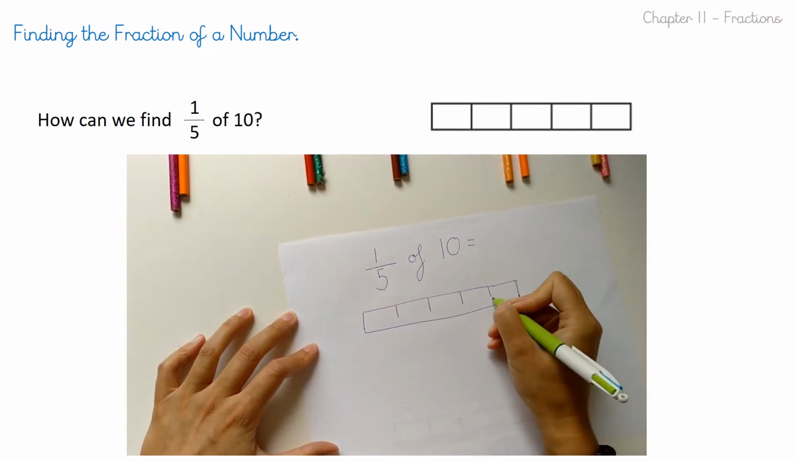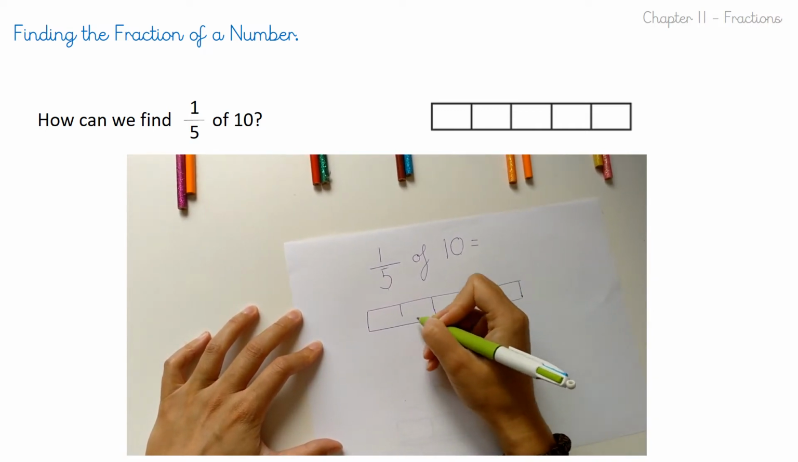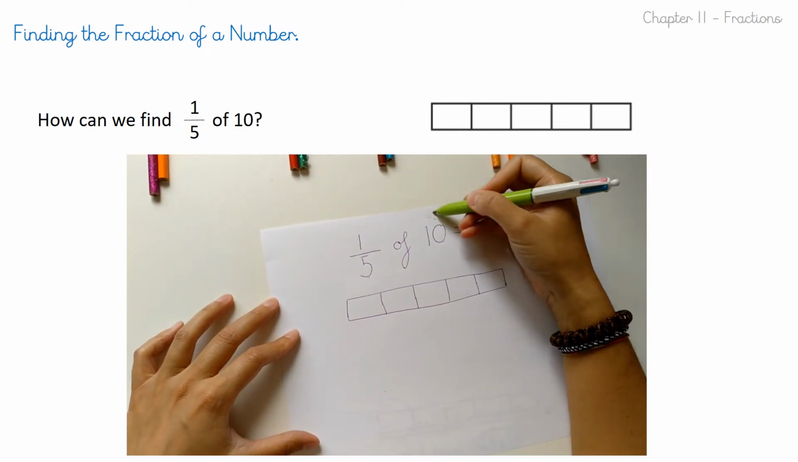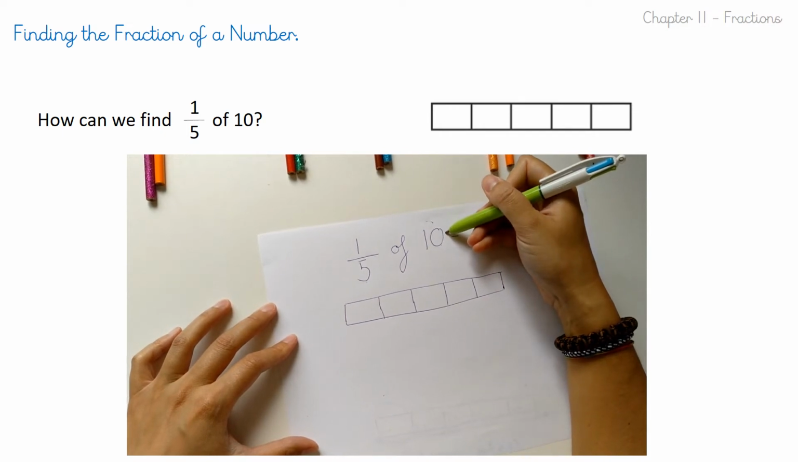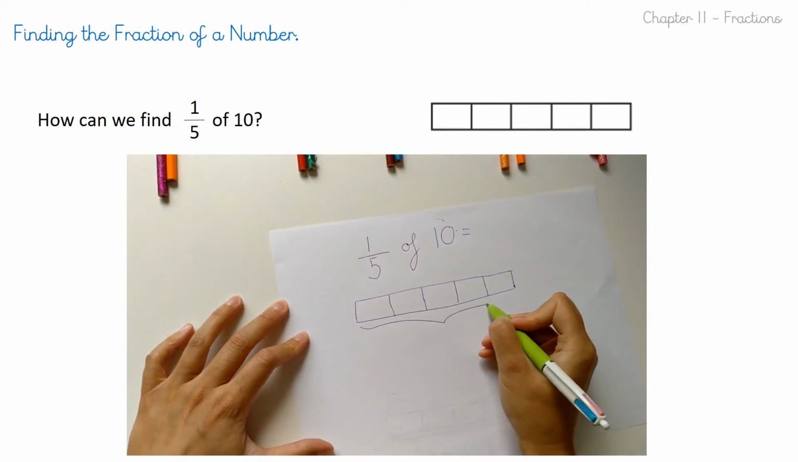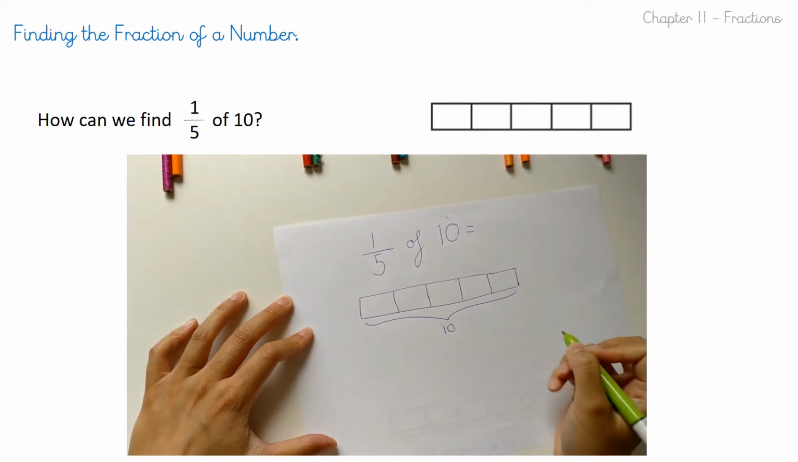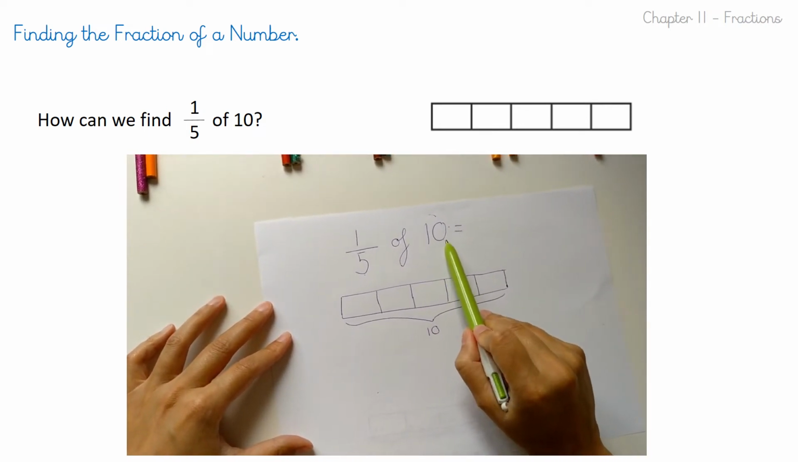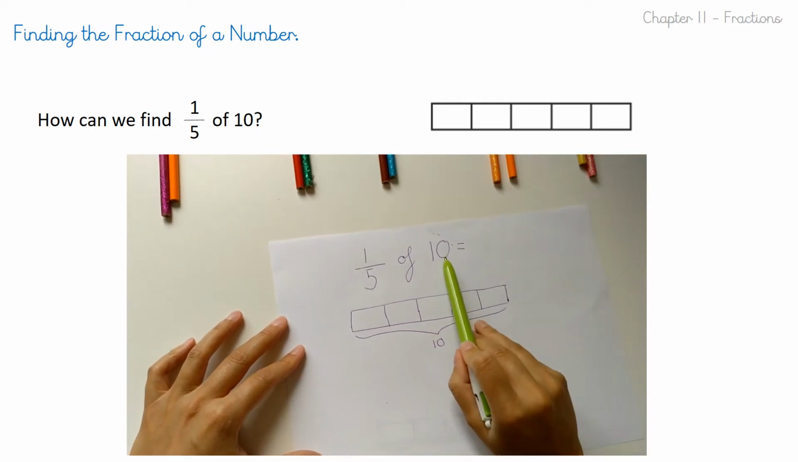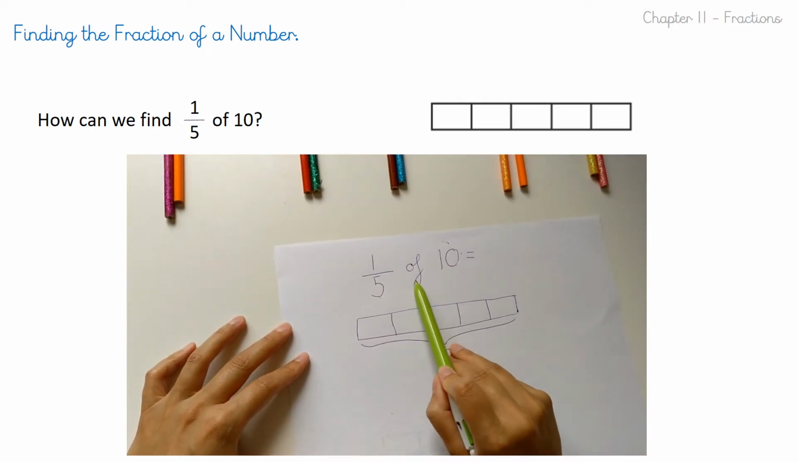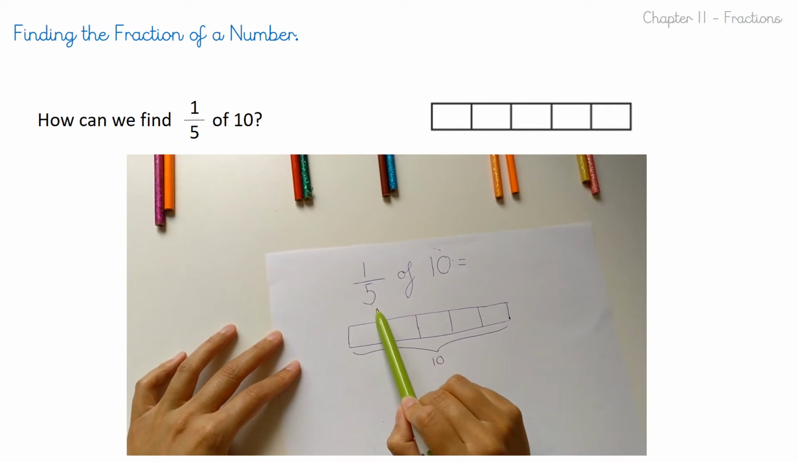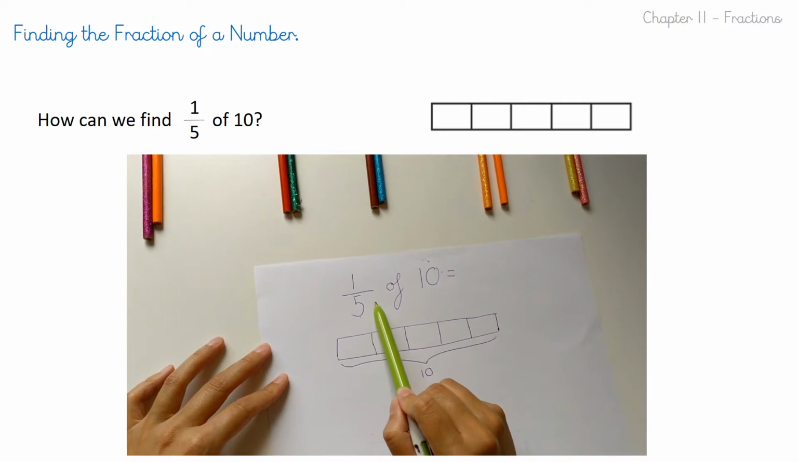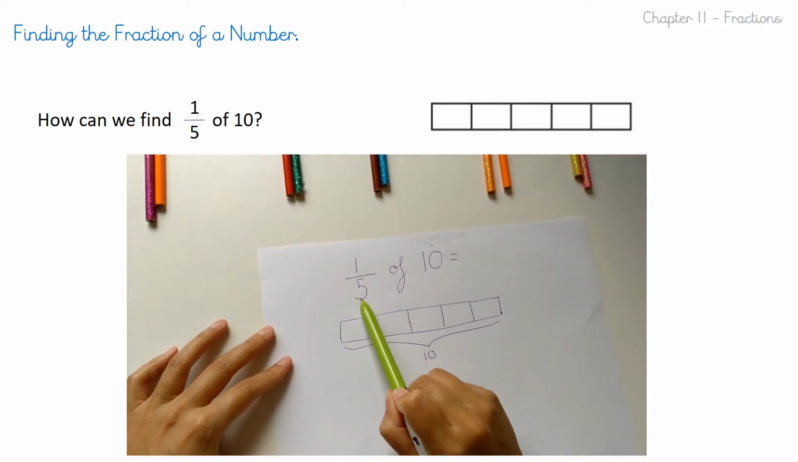5 equal parts. Now, what is my whole? 10. So I know that all of these equals 10, my whole. Now, I need to divide 10. Let's talk about pencils because I was using pencils. 10 pencils into how many equal parts? 5. Well done, because our denominator tells us the number of equal parts our whole has been divided into.